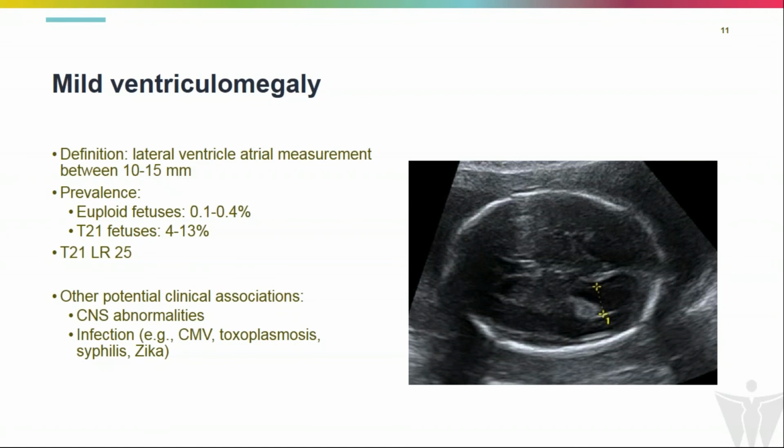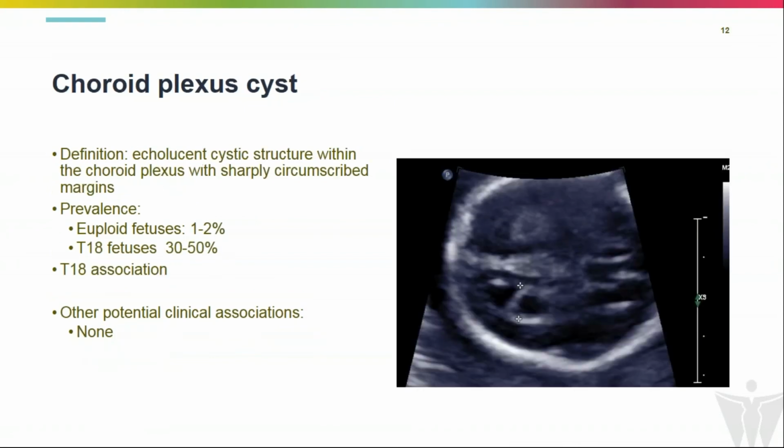And then finally, I want to touch on the choroid plexus cyst. This is very commonly seen. This is an echolucent structure within the choroid plexus. Typically, we look for it when it has sharply circumscribed margins. We can see this very commonly in 1 to 2% of euploid fetuses, however, up to 30 to 50% of trisomy 18 fetuses. So this has more of a trisomy 18 association rather than a trisomy 21.